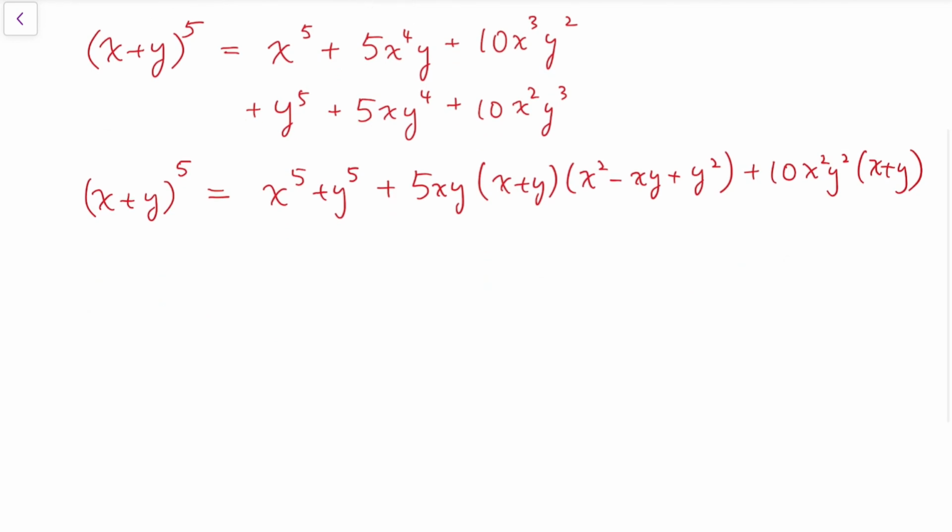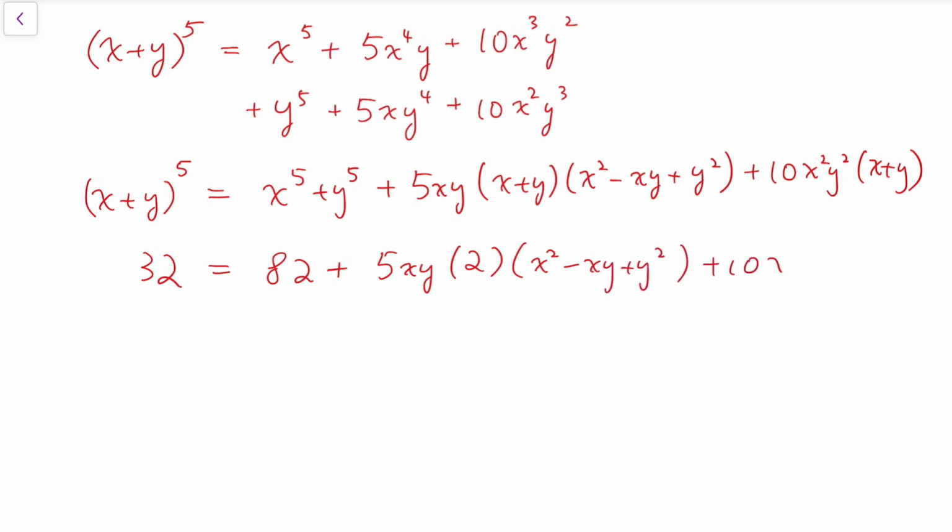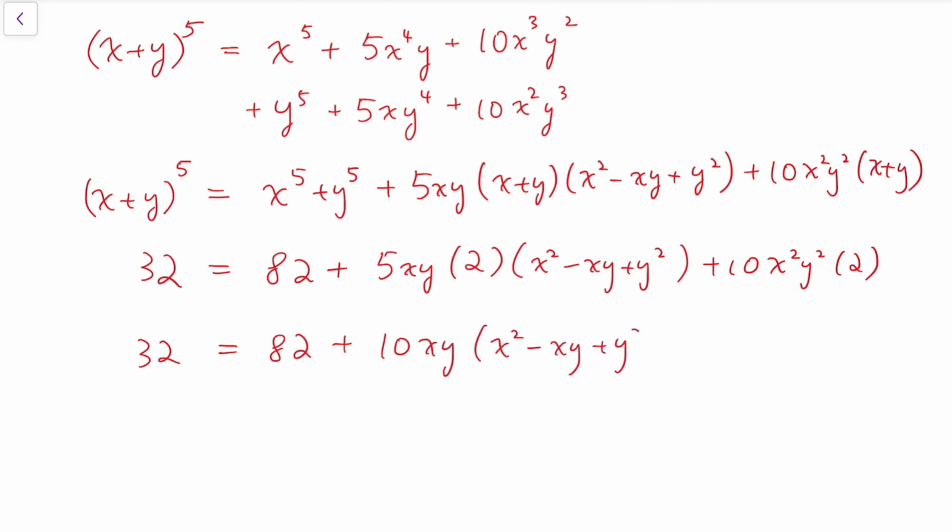Now at this point, I can replace expressions with numbers. For the left, we have 2 to the power 5, and that's 32. The sum of fifth powers is 82, plus 5xy times 2 times (x squared minus xy plus y squared), and then plus 10x squared y squared times 2. So simplifying, we have 10xy times (x squared minus xy plus y squared) plus 20x squared y squared.